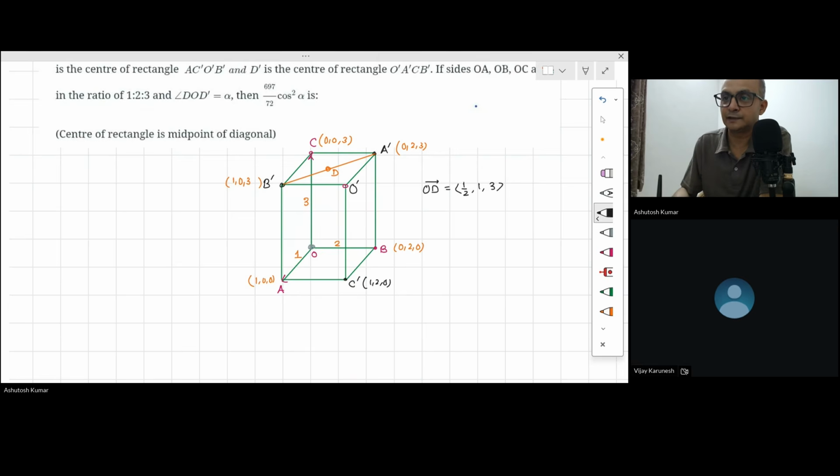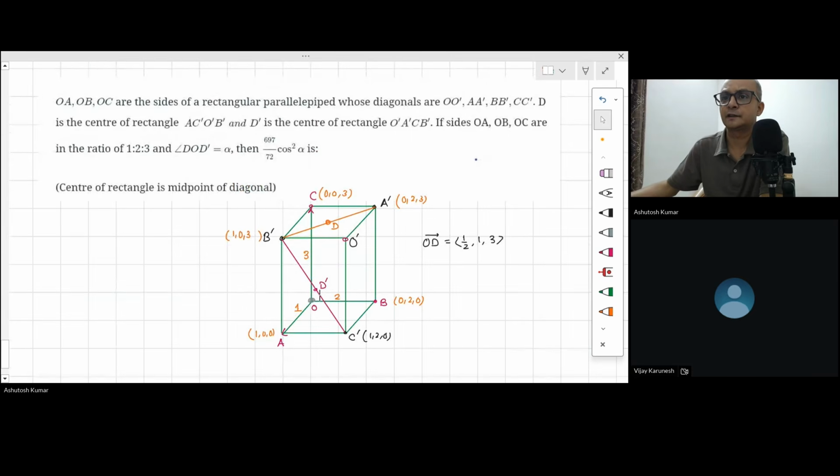Similarly, I can join these two points, and OD dash will be 1, 1, 3 by 2. Yes, this is D dash. Wait, D is the center of AC dash, or this is actually D? And that one is D dash. So OD dash is 1, 1, 3 by 2, and what is OD? 1/2, 1, 3.